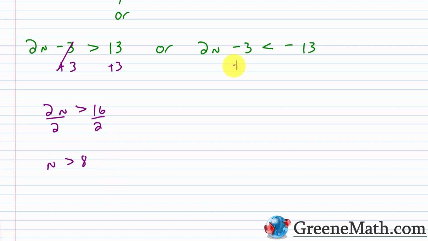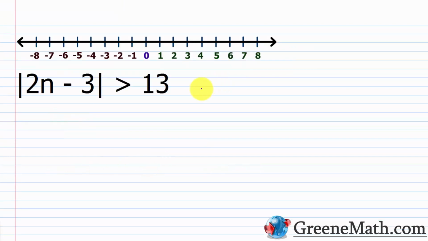Over here, I'll add 3 to each side. That'll cancel, and I'll have 2n is less than negative 13 plus 3, which is negative 10. Divide each side by 2, and we'll get that n is less than negative 5. So I get n is greater than 8, or n is less than negative 5. So let's go back up and notate this. So your solution here would be, again, n is less than negative 5, or n is greater than 8.